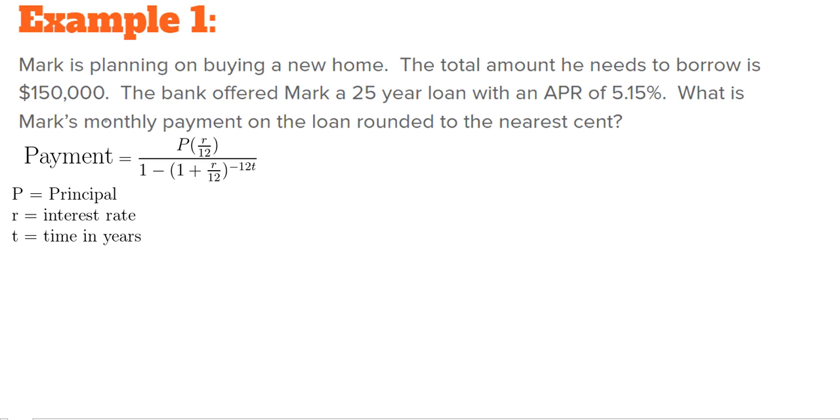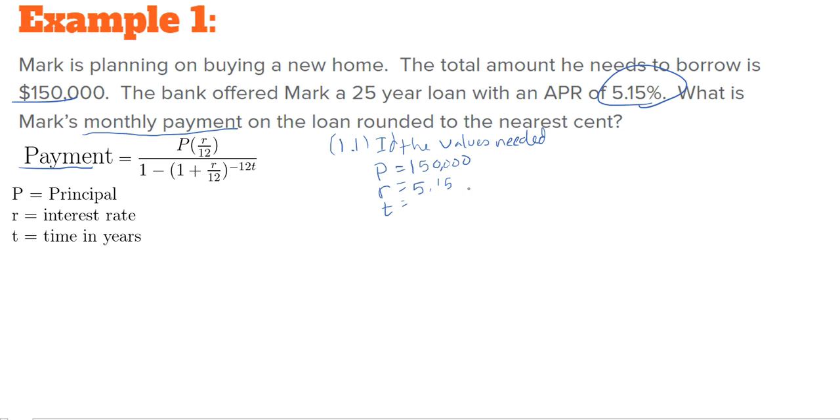So we are asked to find the monthly payment. So we're going to do that. First step is to identify the values needed. So we need to know the principal, we need to know the rate, and we need to know the time. The principal is the amount borrowed, and we're borrowing $150,000. The rate is the percentage in the problem, so that is 5.15, but we're going to convert it, so that converts to 0.0515, and then the time in years is 25.